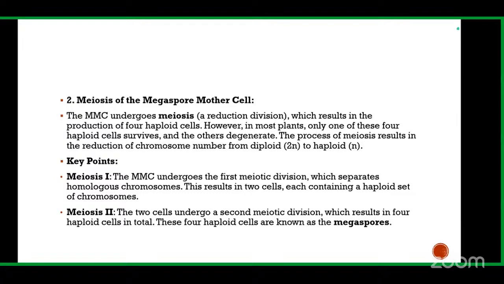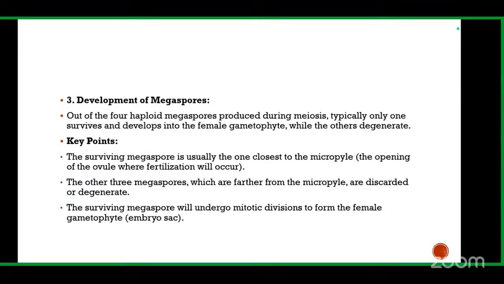Means only 1 will survive and the rest of the 3 will degenerate. Okay, only 1 will survive. This is the key difference. So, development of megaspore: out of the 4 haploid megaspores produced during meiosis, typically only 1 survives and develops into the female gametophyte, while the others will degenerate.